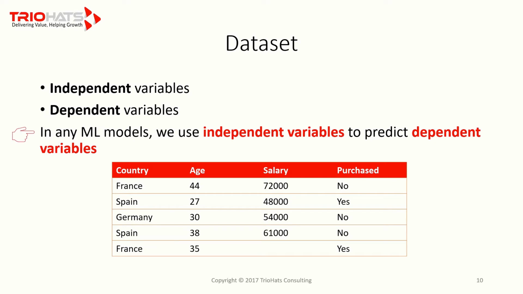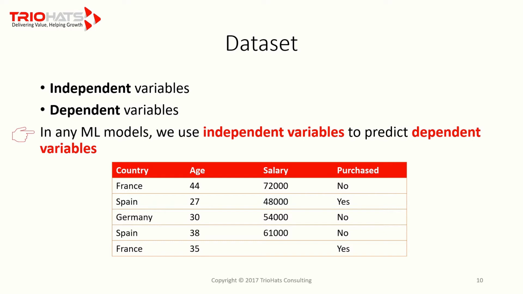So in the data set, what generally you will see are two variables. One is the independent variable, one is the dependent variable. The basic difference between the two variables is that we predict dependent variables with the help of independent variables. So in this example, as you can see, there are four different columns: country, age, salary, and purchased column.